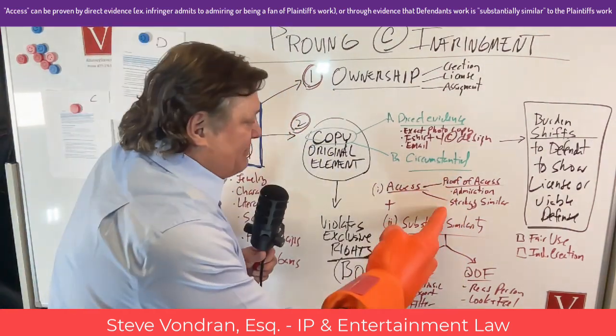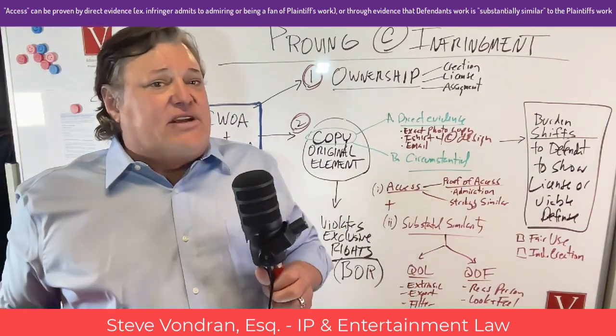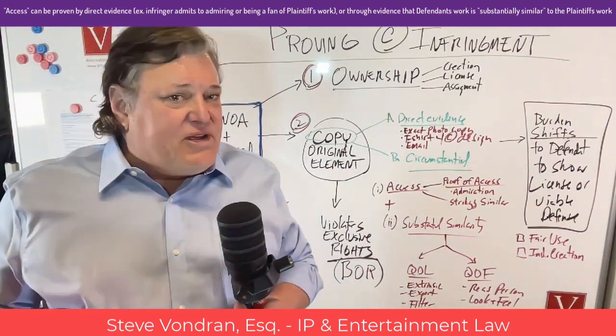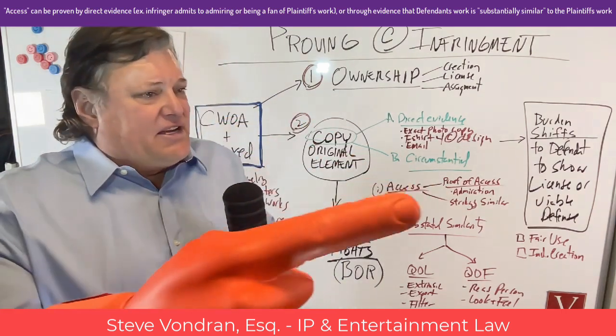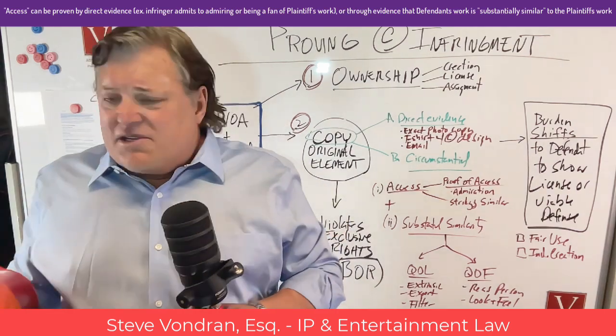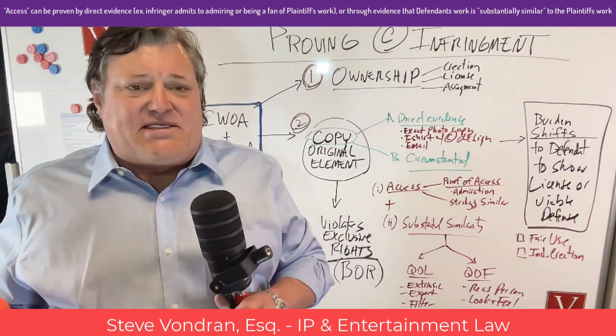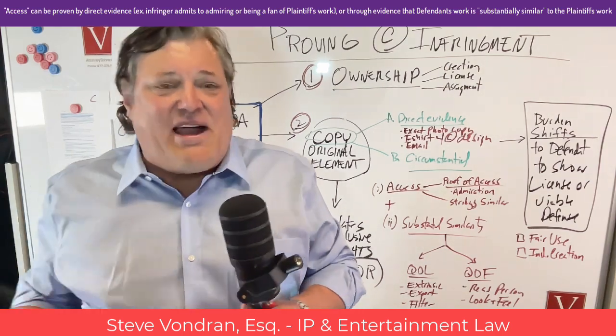Also, if you can't show the proof of access, striking similarities will also get you there, okay? So either one. Striking similarities is you go, wow, you're using three of their things and three of their things and they all look so similar. That's strikingly similar. You must have had access. Don't tell me you didn't have it. You must have had access.